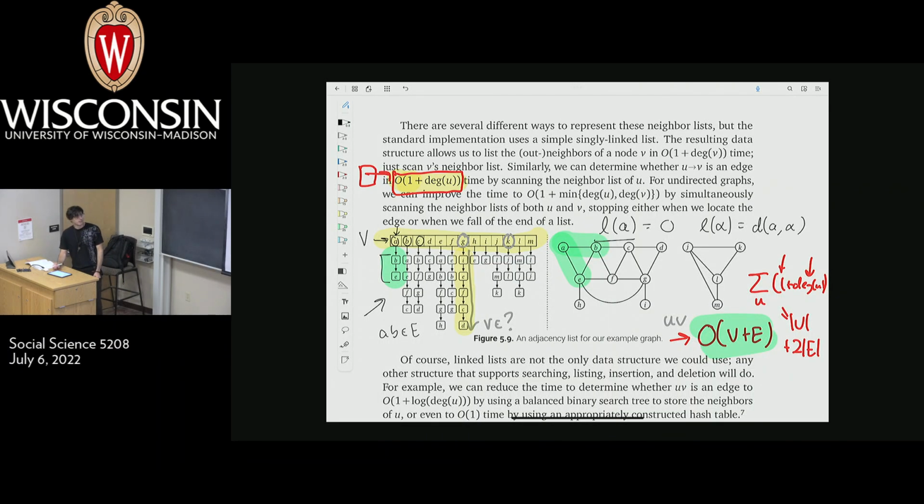Okay? So if you've never seen this before, the sum of the degrees is 2 times the number of edges. It's called the handshake lemma. It's a really nice discrete math proof, so please look at it if you're not familiar.